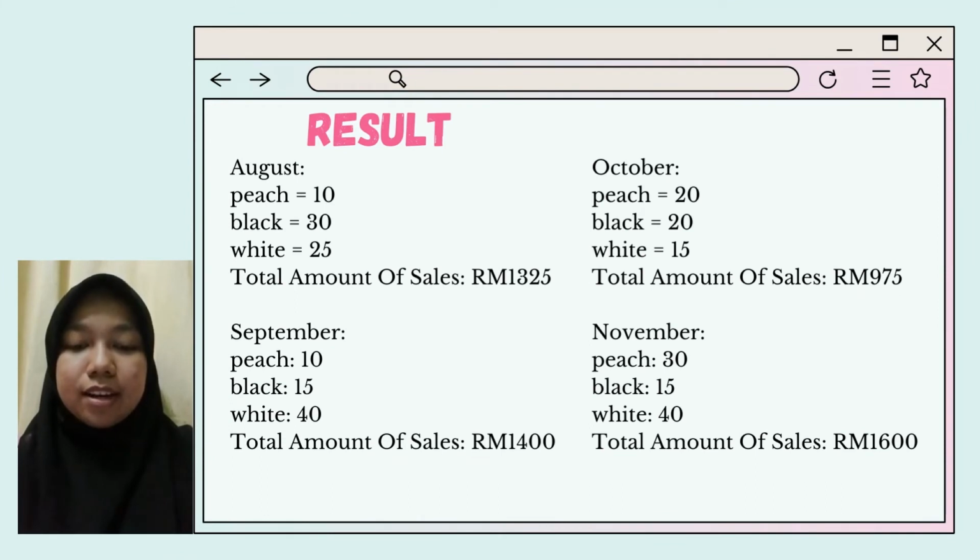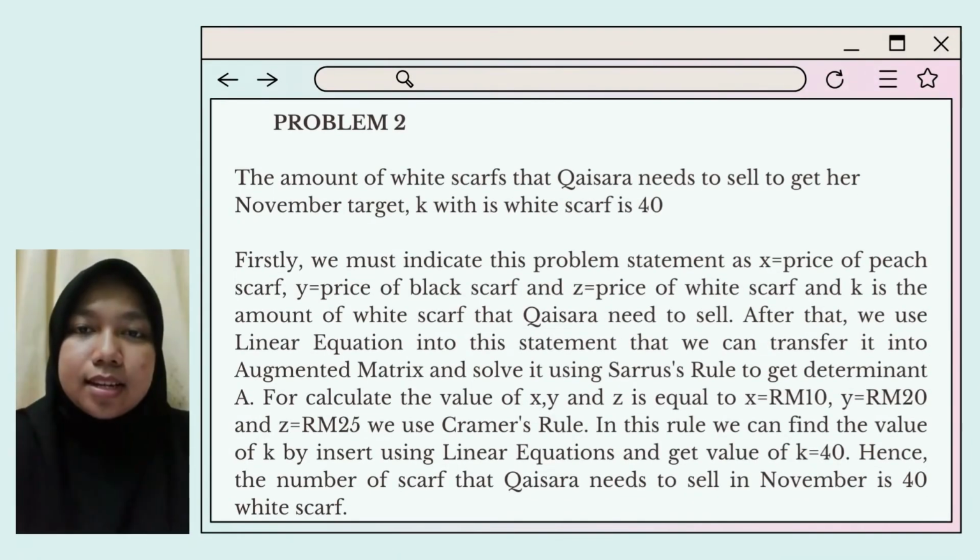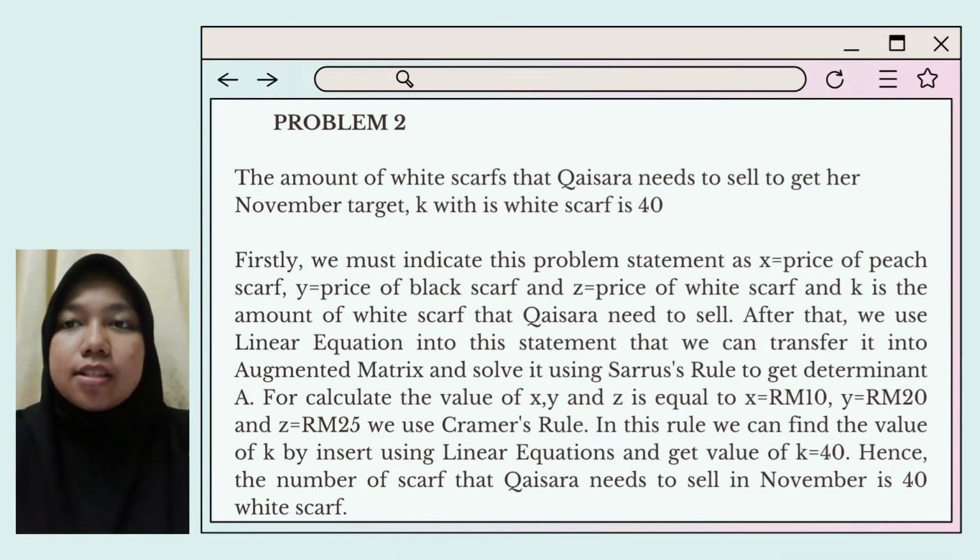In my part, I will discuss the result. As we can see, there are 3 months that we take, which is August, September, and October. In problem 2, we will discuss the amount of white scarf that Kaisara needs to sell to get her November target, which is white scarf is equal to 40.